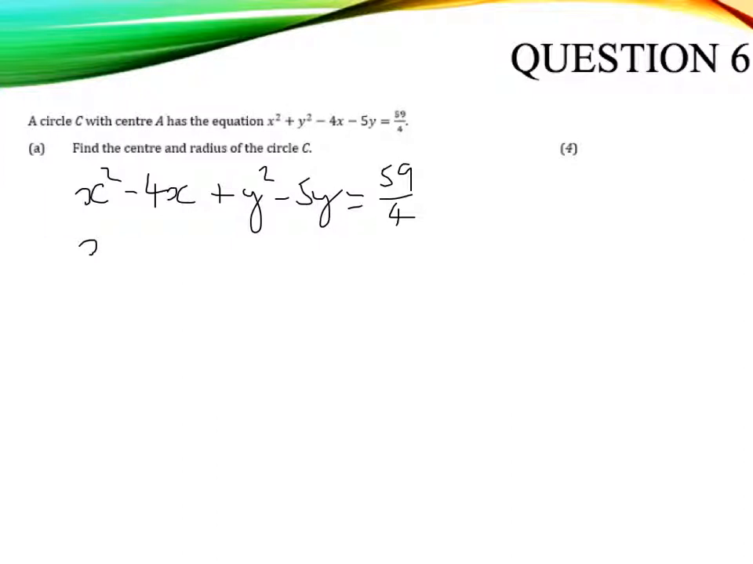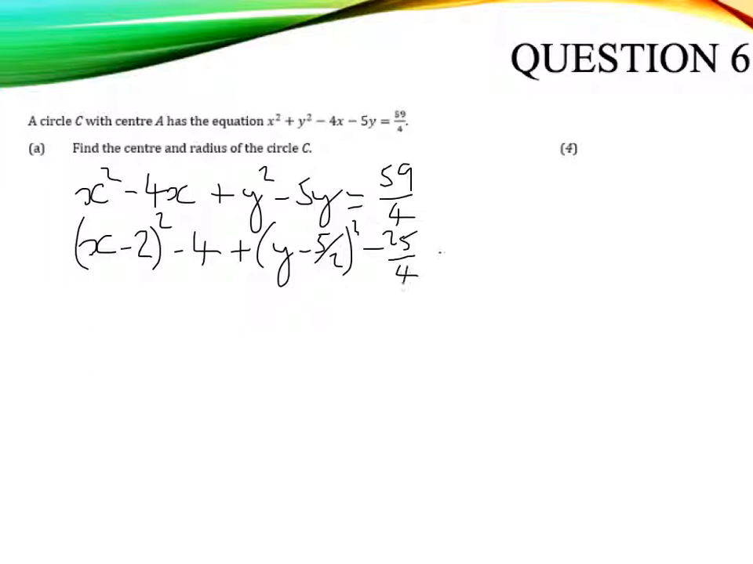Okay, so let's make a start here then. So we've got x minus 2 squared minus 4. That's the first part. Plus, now I can deal with my y's. y minus 5 over 2 squared minus, and at this point we've got to remember we're squaring this, so 25 over 4, equals 59 over 4.